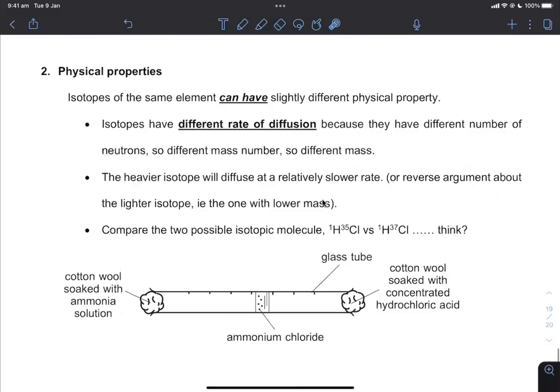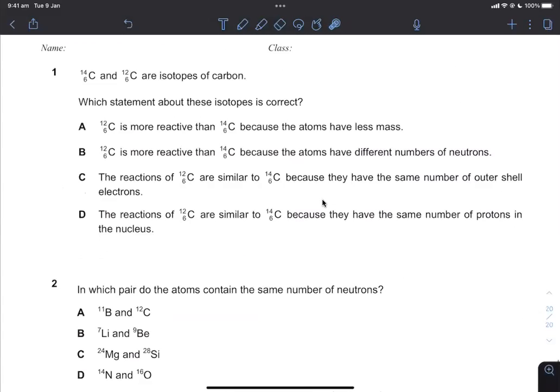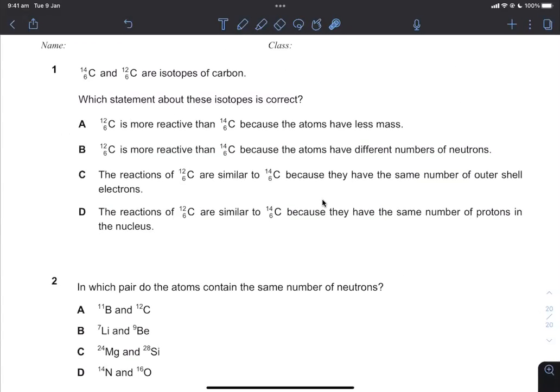So we're just going to go through a couple of questions really. In this first one, you have carbon 14 and carbon 12. Which statement about these isotopes is correct?